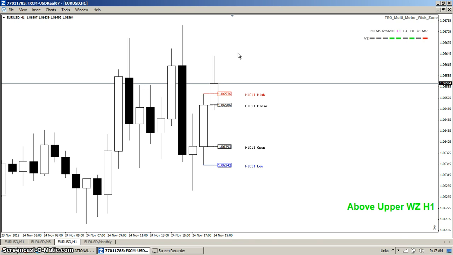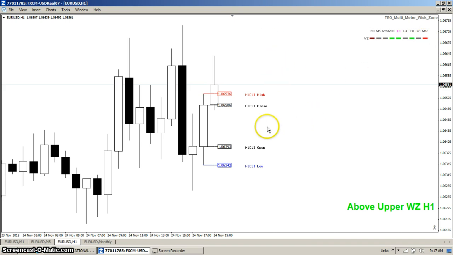The other thing is, you want to make sure you're not going to trade against the wick zone. So for example, you're already above the wick zone. Now, why would you want to trade against it? There's no reason to trade against it.